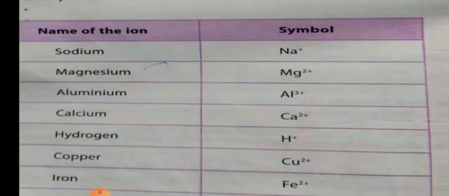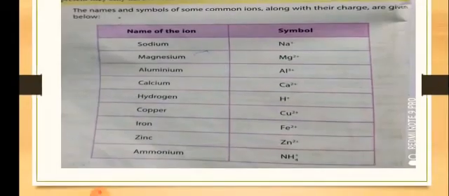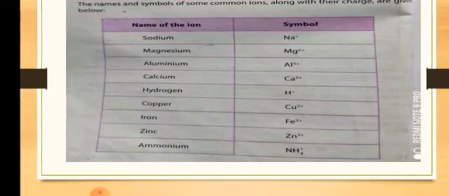So these are the formulas, and this you will come to know later on why these are losing 1 or 2 electron or 3 electron. So first in this class you have to only learn this. Try to learn it by heart, then you will be able to make the formula.